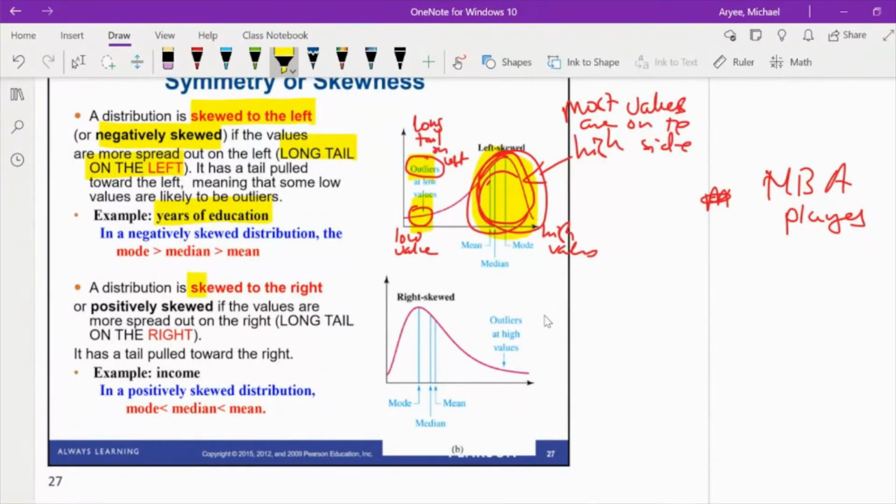Now, skewed to the right, we also said, so this is like a repetition, but I guess repetition is good for students.